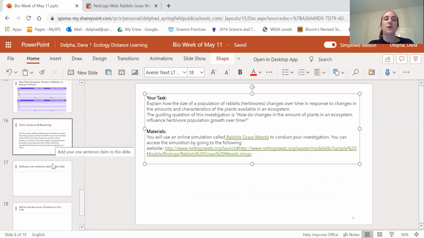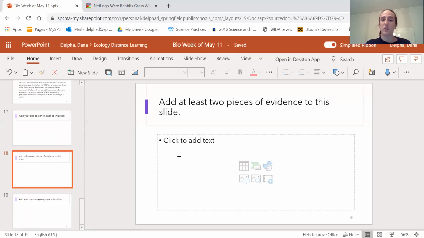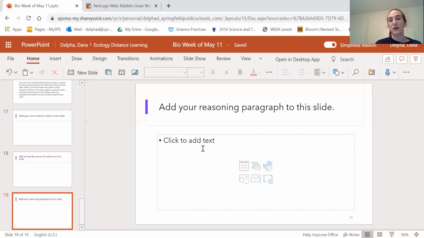Okay, so you are going to put your one sentence claim on slide 17. You are going to use at least 2 pieces of evidence on this slide here that proves your claim. And then you're going to use reasoning in a paragraph form to explain how your evidence proves your claim.